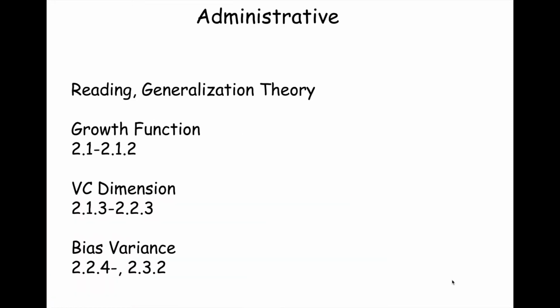Okay, so for reading. We talked about generalization theory, and there's three different ways to look at it. We talked about the growth function, that's sections 2.1 to 2.1.2 in the book. Then VC dimension, which is 2.1.3 to 2.2.3. And then this last part, the bias variance decomposition, is covered in sections 2.2.4 through 2.3.2 in the book.